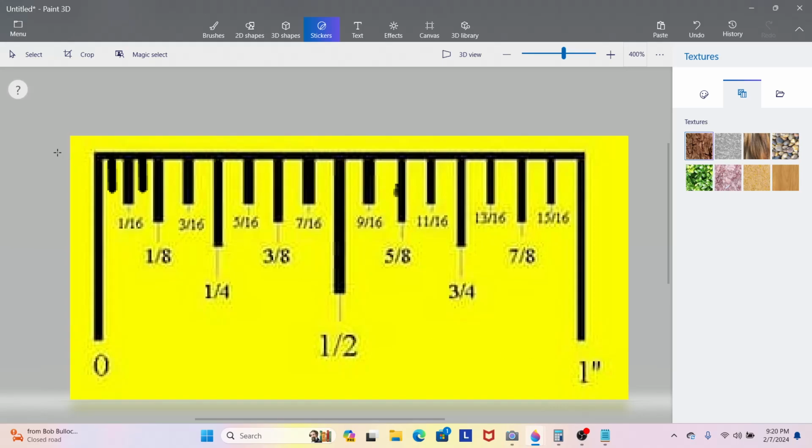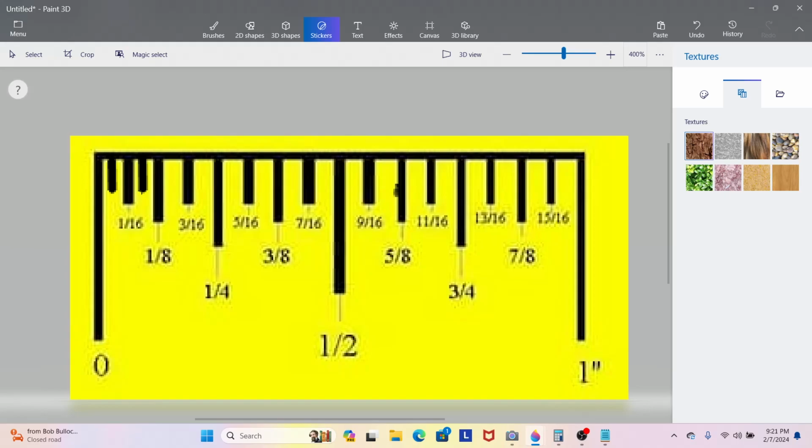Now, this is your typical tape measure, 1 inch. This is what it looks like in between 1 inch markers. Now, I added these two lines over here to represent 32nds of an inch. So these two smallest lines are 32nds of an inch.